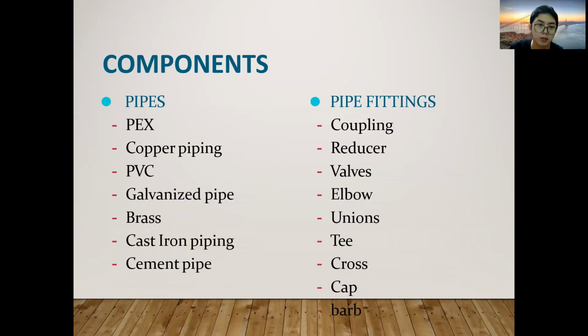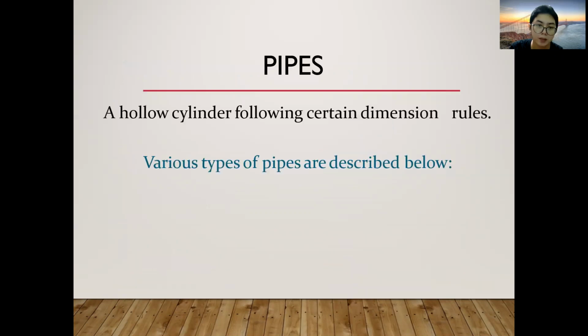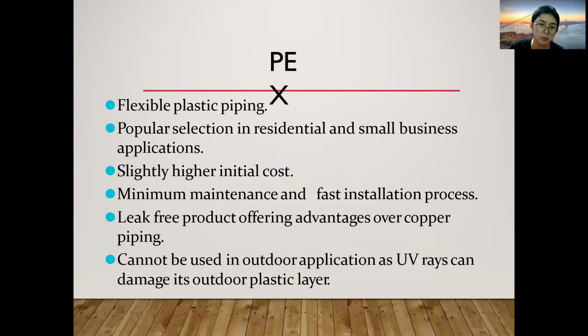So I'm going to discuss each component of plumbing. The first one is pipes. A pipe is a hollow cylinder following certain dimensions. Various types of pipes are described below. For the PEX, it is flexible plastic piping, a popular selection in residential and small business applications.